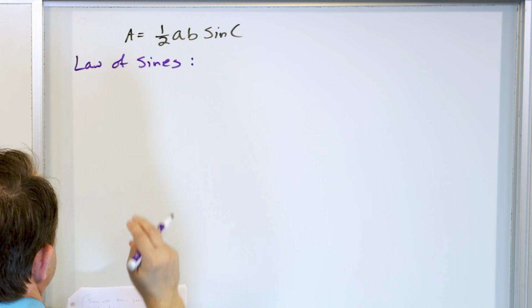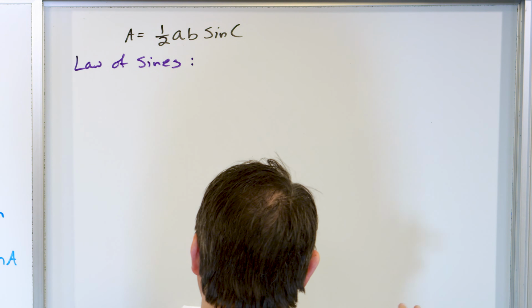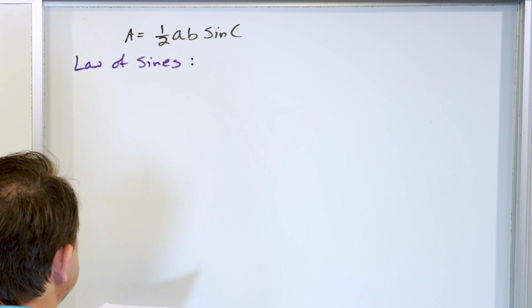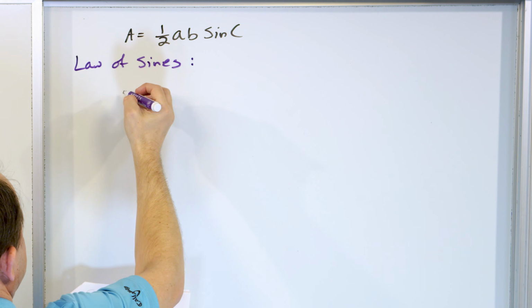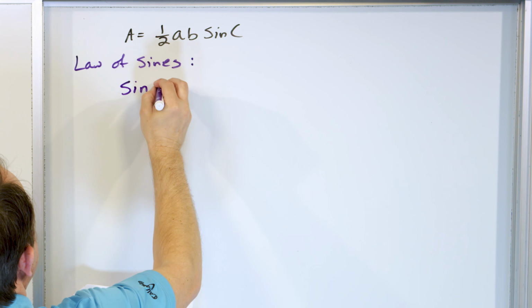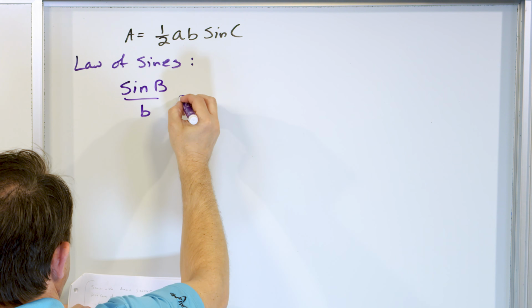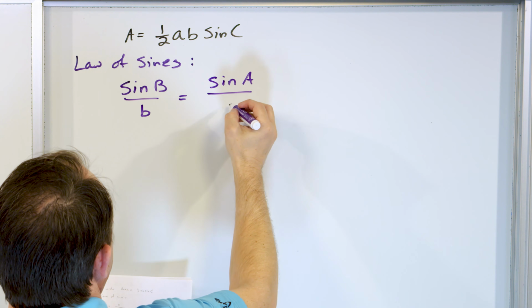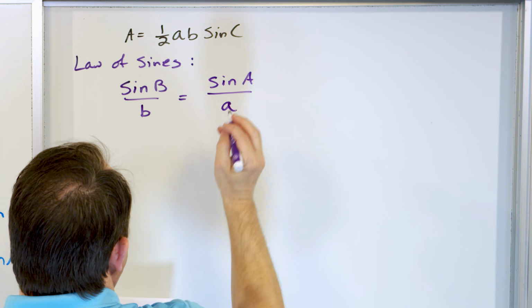The law of sines. And what do I mean by that? We can just write down the law of sines. Now, usually you write the law of sines as, well, let me just do it this way. We can write it as sine B over b is sine A over a, like this.